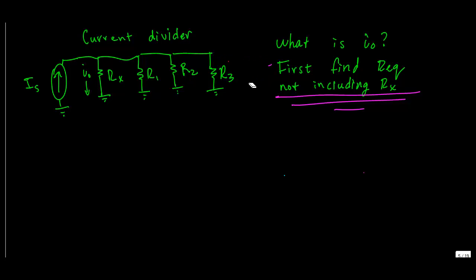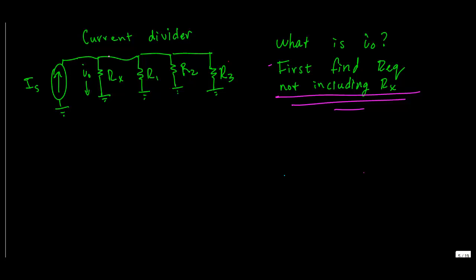So basically we need to find out what I.O. is. In order to find I.O., it works pretty similar to the voltage divider. But the first thing we need to do is find the equivalent resistance that does not include Rx. The reason is because I.O. goes through Rx, so we need to treat it separately, because just like a voltage divider where we find a ratio of resistance, we're going to find another ratio of resistance. It just works a little bit differently.